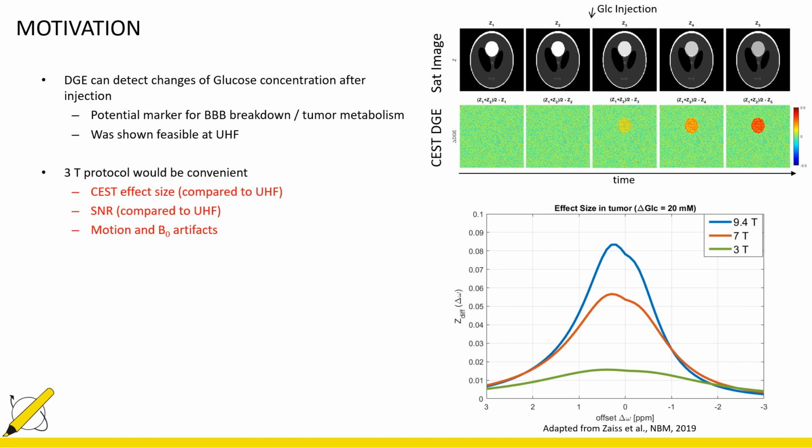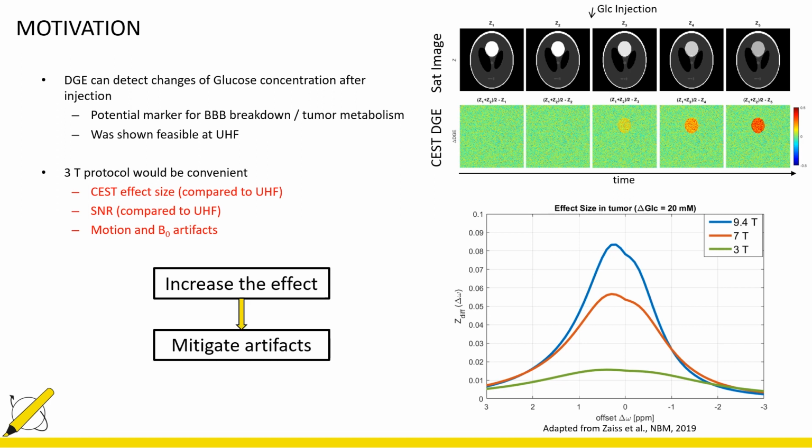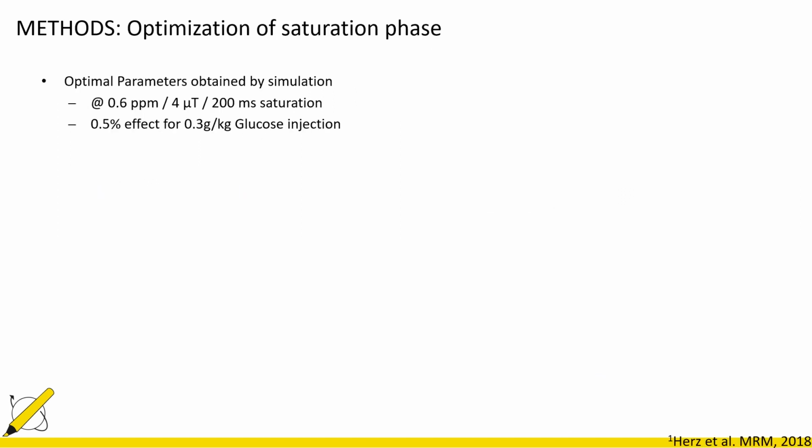So our goals in this study were to first of all increase the effect by choosing sophisticated saturation pulses. Then second, mitigate the artifacts, and after these two steps we wanted to see if we can detect DGE effects reliably. So from simulations we know we can get the maximum effect, which is approximately 0.5%, with a short and strong saturation phase at around 0.6 ppm.